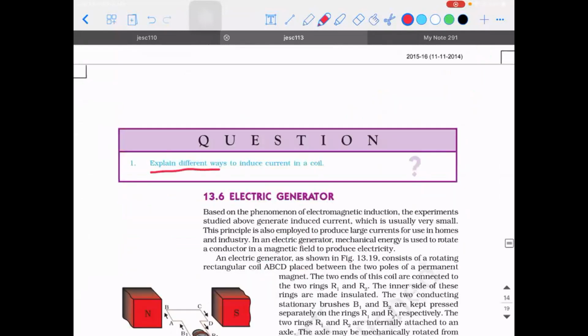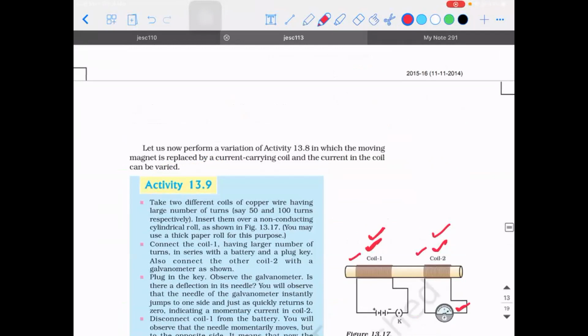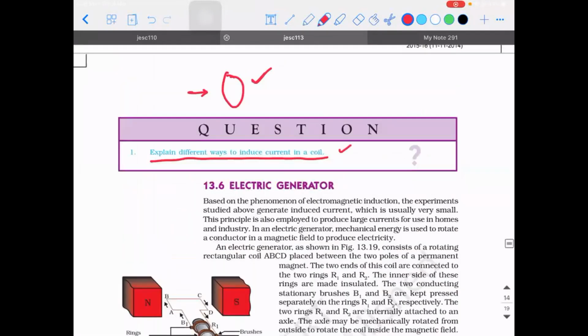When they ask you to explain different ways to induce current in a coil, you can either move a magnet around a coil. You need not use the word pickup coil; pickup coil is the technical name. Whatever is there in NCERT, just follow that. When the magnet is moved towards a coil, a current is induced in this coil. That is one way. The other way is using an electromagnet and a pickup coil. Clear, guys? These are all the different ways in which you can induce current.